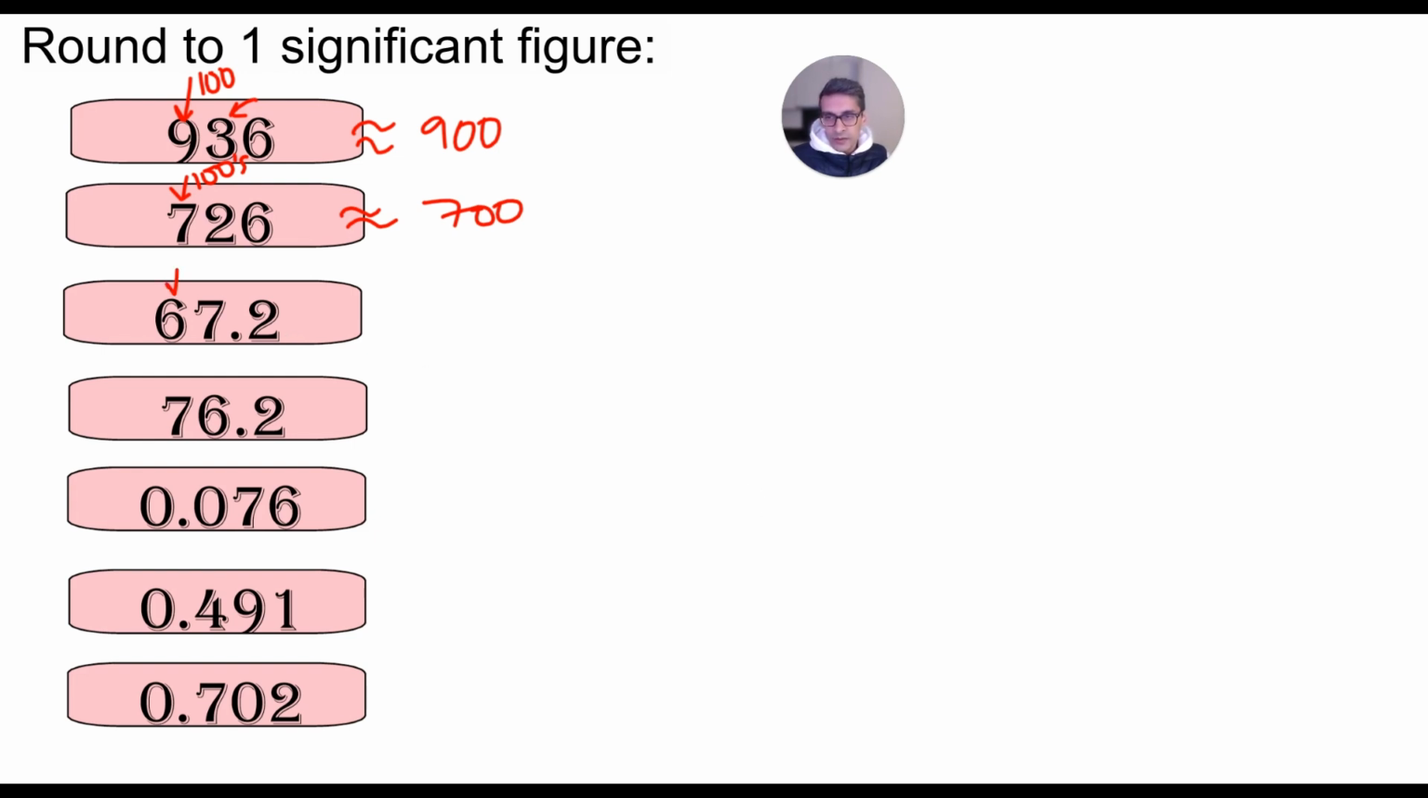67.2, the first significant figure is 6, which is in the tens, so we're going to round this to the nearest 10, so either it's going to be 60 or 70. Because the decider is 5 or bigger, in this case it's 7, this is going to become 70. 76.2. So that is in the tens column, the first significant figure. So because the decider is 6, that 7 has to become an 8, it's going to be 80.